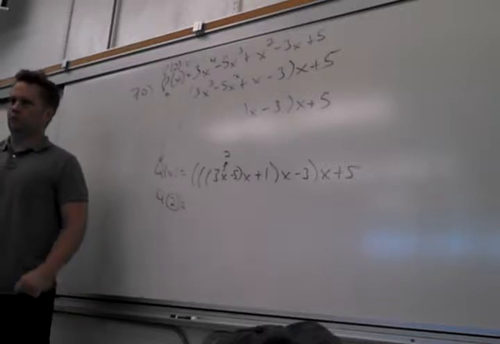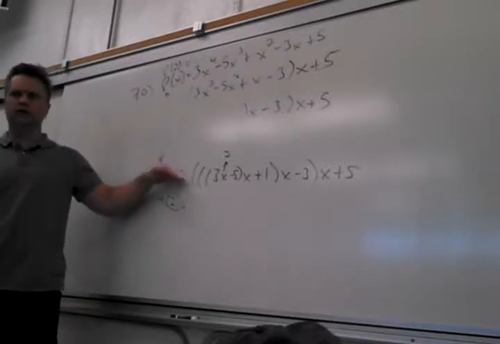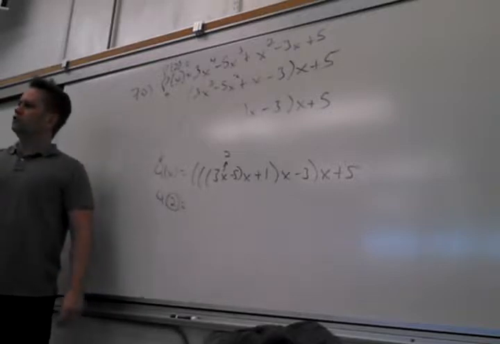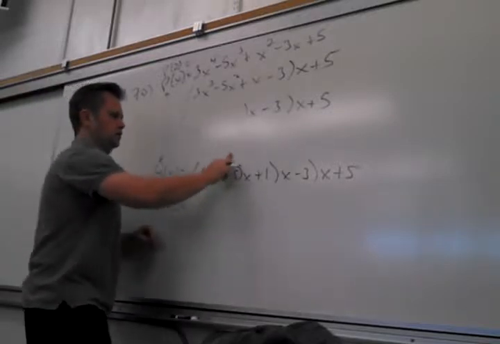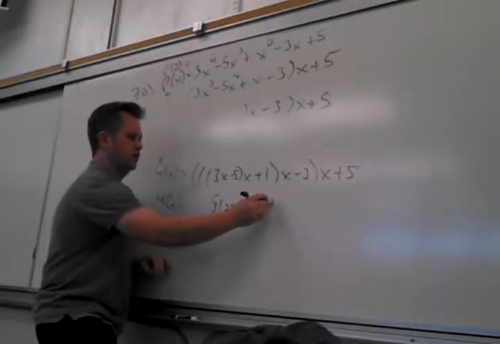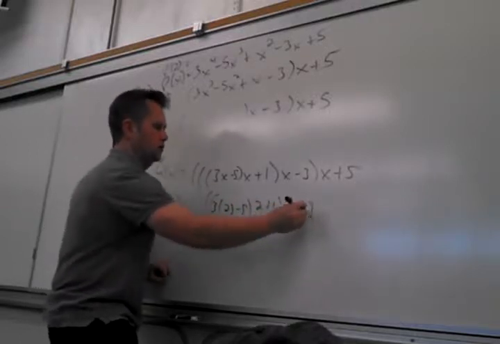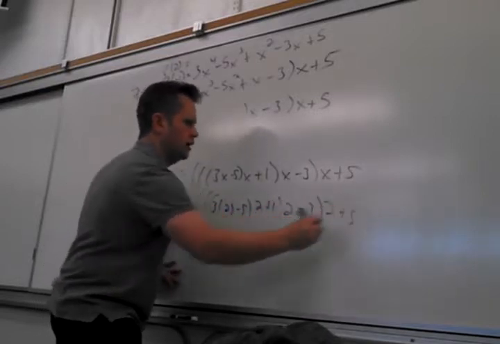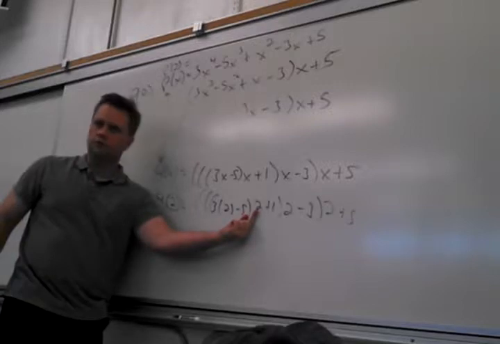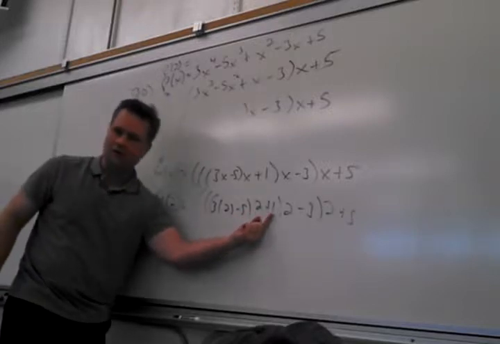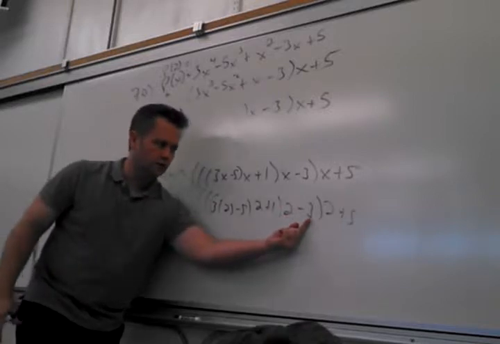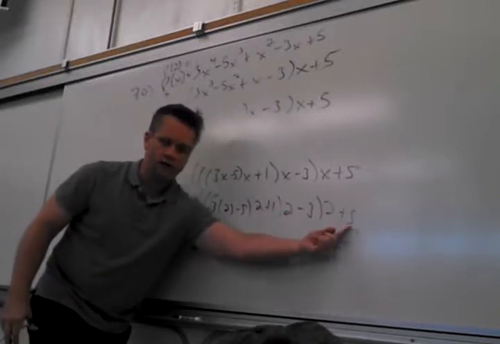X is 2. So it actually is easier to do. You guys still don't believe me. All right. Just understand what's going on. It's harder if I actually have to write the whole thing out. 6 minus 5 is 1. Times 2 is 2. Plus 1 is 3. Times 2 is 6. Minus 3 is 3. Times 2 is 6, plus 5 is 11.